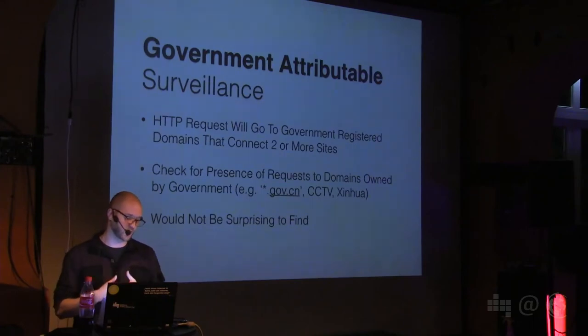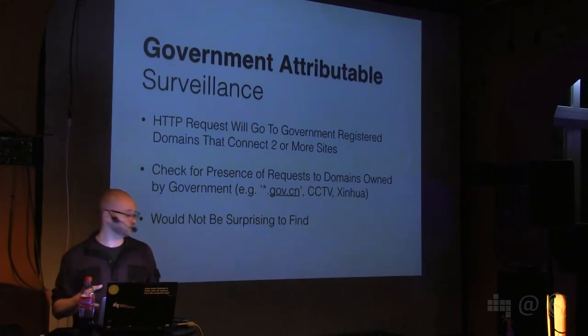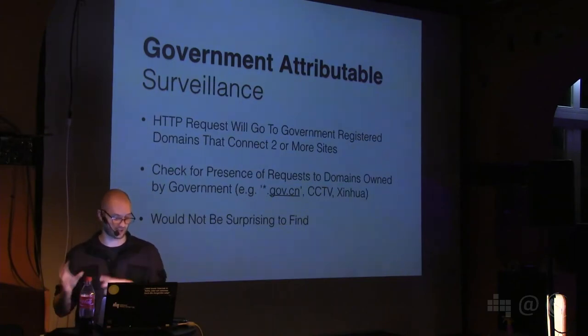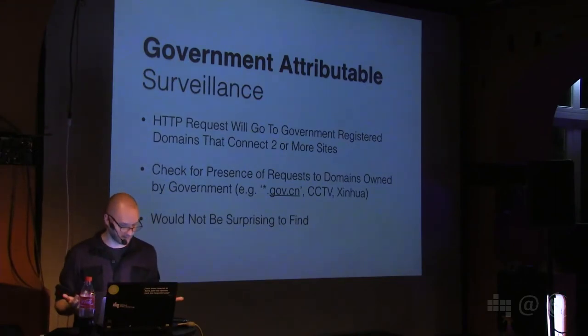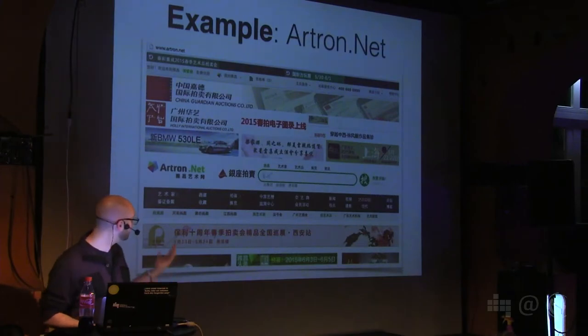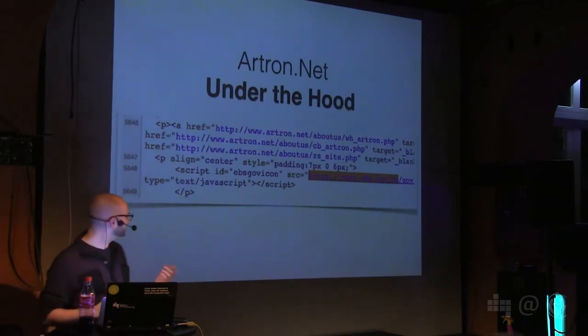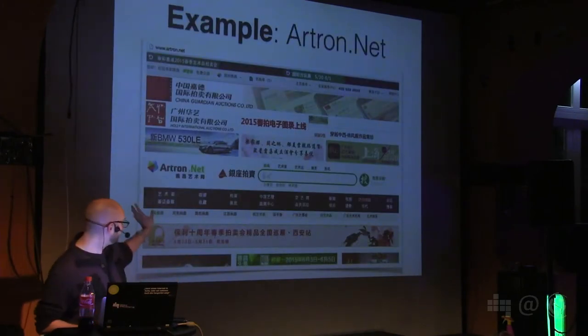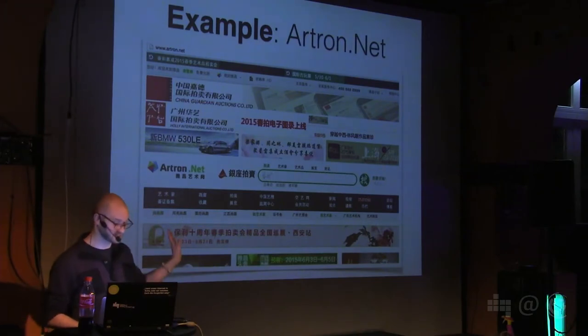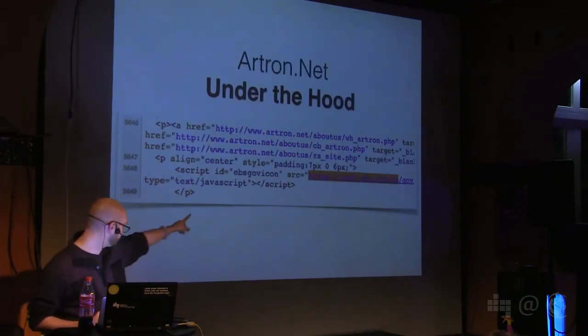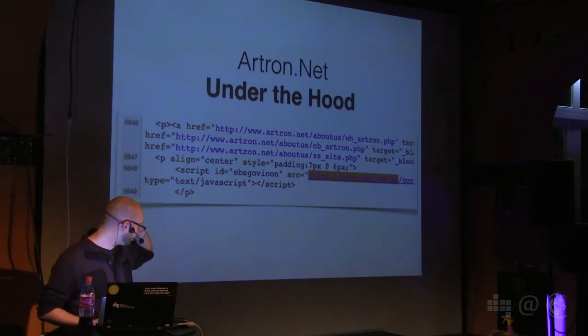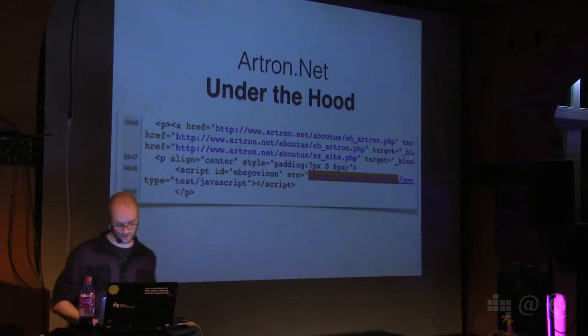If it's government-attributable surveillance, what we would expect to see is a request going to a government-registered or controlled domain that would connect two or more sites in the population. So we looked at all the domains that were requested, and we tried to figure out which ones are related to the government. And this wouldn't be surprising. So here's an example of a page. This is art stuff. I can't read Chinese. But under the hood, you should notice this does not look anywhere like a government website. It doesn't say Chinese government, but you look under the hood, and there's actually a request in here for a script at ebs.gov.cn.